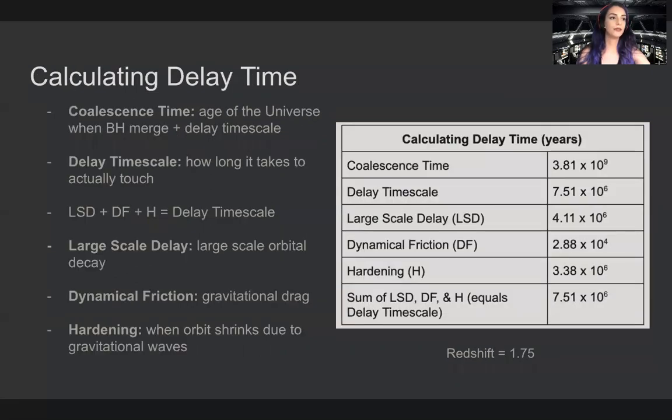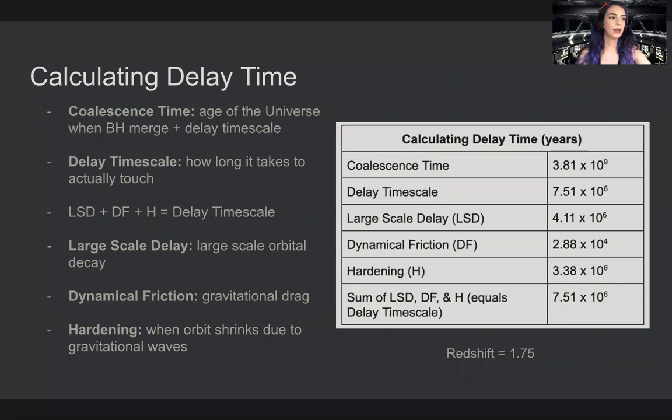Coalescence time is the age of the universe when black holes merge plus the delay timescale. The delay timescale is how long it takes for where they are in the simulation to actually touch. For example, if the universe was 4 billion years old and the delay timescale is 1 billion years, coalescence time would be 1 plus 4, so 5 billion years.